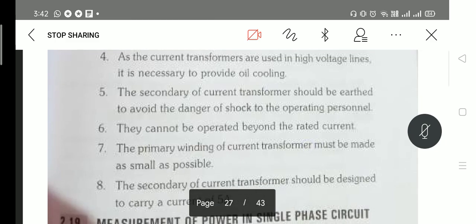Next one is, the secondary of the current transformer should be earthed to avoid the danger of shocks to operating personnel. The secondary side compulsorily needs an earth connection, then only we can avoid the shocks.